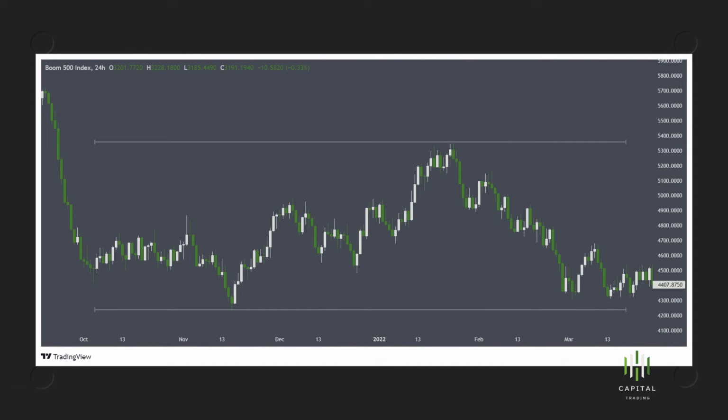So let's jump into boom 500, another chart. Boom 500 has been ranging. This chart was recorded from October up to March. So they've been stuck in a range. What you would want is for them to break out of this range, and then that's when we can predict where they might head to next, right?